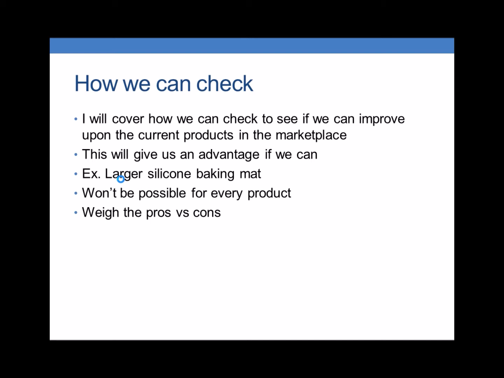Like I said, it won't be possible for every single product, and if you can improve upon it, you've got to weigh the pros versus cons. If you can get a product improved and made superior over the other products, but it costs an extra $4 per unit and you're only selling it for $10, that cuts into huge profit margins, and more likely you will lose money if you do that. So sometimes it's better off to not improve upon a product, even if you can, because the cons outweigh the pros. It's something you're going to have to decide on your own for your own product. But I'll show you guys a couple examples throughout this video.